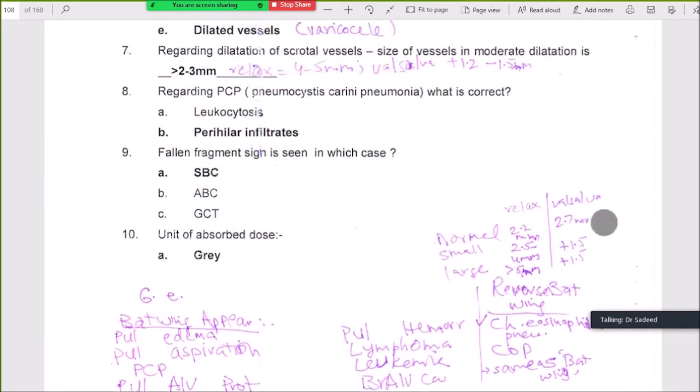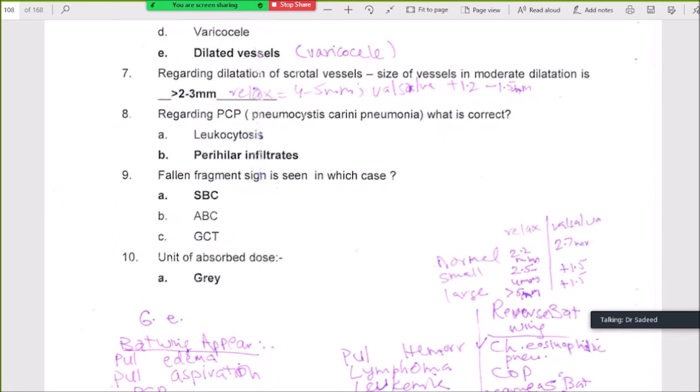Look here. This is the varicocele normal grading. Now, there's normal varicocele, small varicocele, and large varicocele. In normal varicocele, on relaxed stage, it is 2.2 mm, and on Valsalva, it is 2.7 mm. Valsalva, remember, you add 1.2 or 1.5 mm to whatever the relaxed stage is. On small varicocele, it is 2.5 mm relaxed stage, and plus 1.5 on Valsalva. Large varicocele is greater than 5 mm, and on Valsalva, it is plus 1.5 mm. And moderate varicocele is 4 mm, and on Valsalva, is plus 1.5 mm.